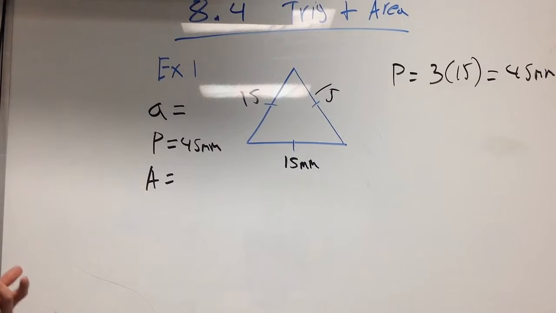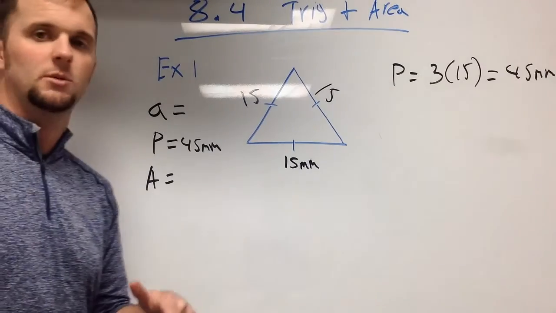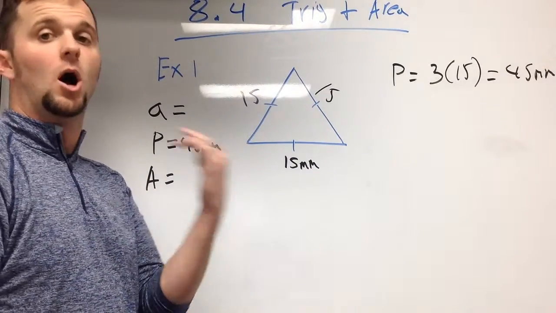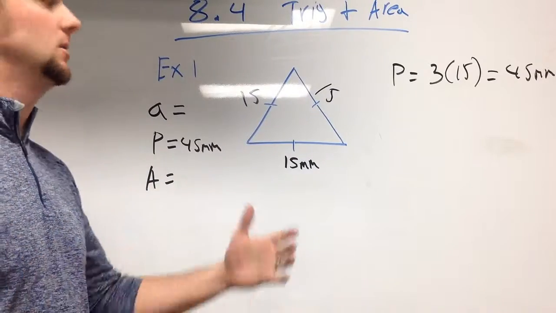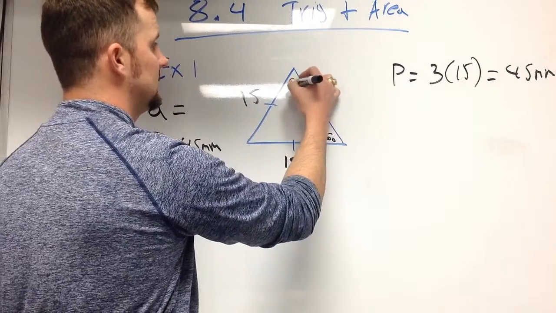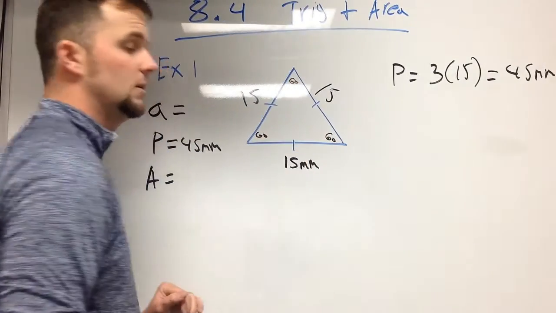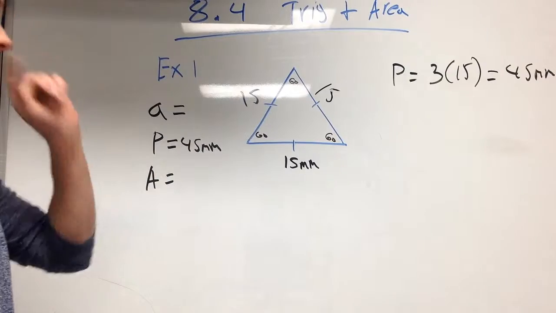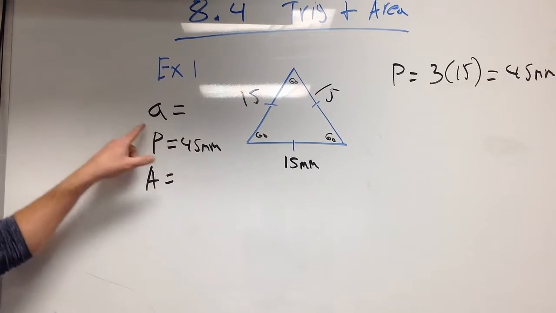So now what we're going to do is I know that all these angles are going to be congruent. So in a triangle, all of the angles add up to 180. So 180 divided by 3 is going to be 60. So every single one of these angles inside of here is going to be 60.